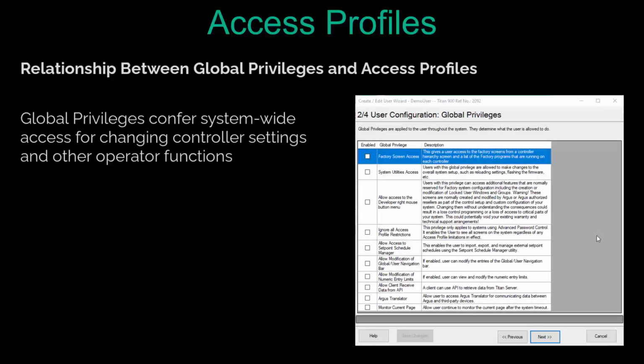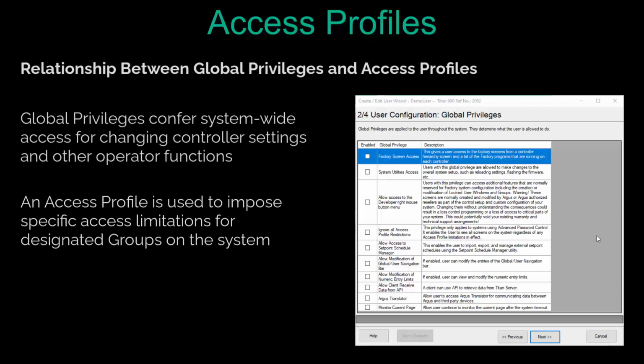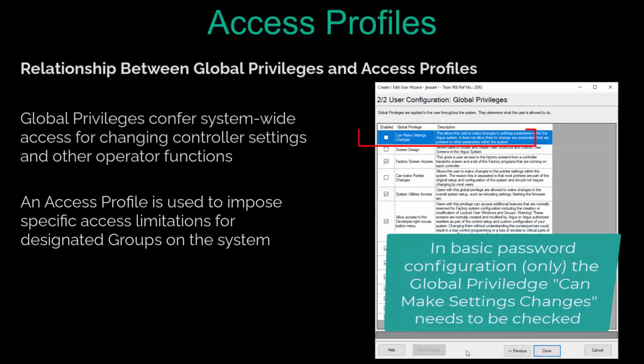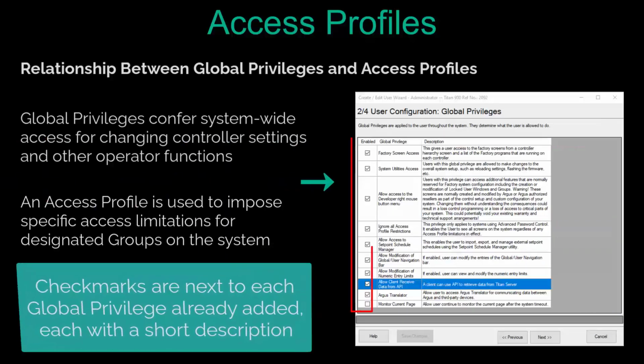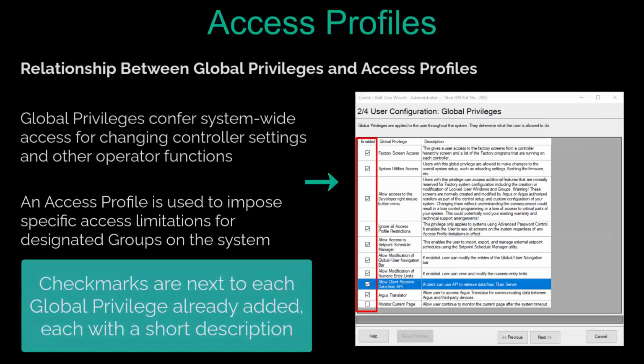The relationship between global privileges and access profiles. Global privileges confer system-wide access for changing controller settings and other operator functions. An access profile is used to impose specific access limitations for designated groups on the system. In order for these limitations to work, the user must first have the global privilege that allows setting changes enabled. As you can see from the diagram, a checkmark is displayed.